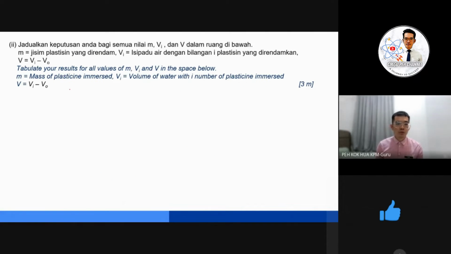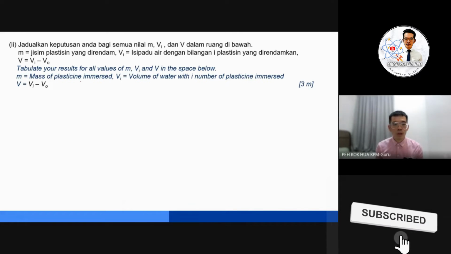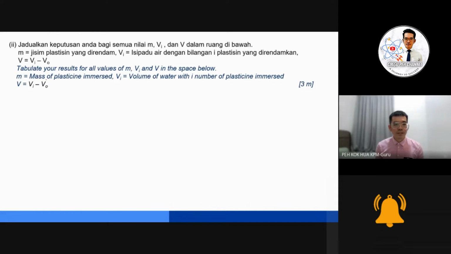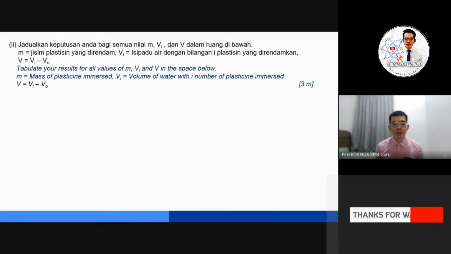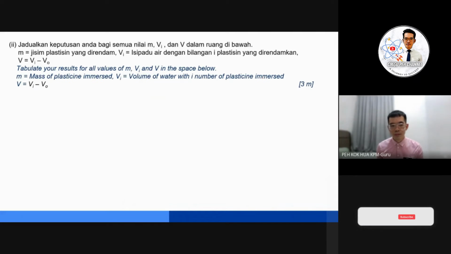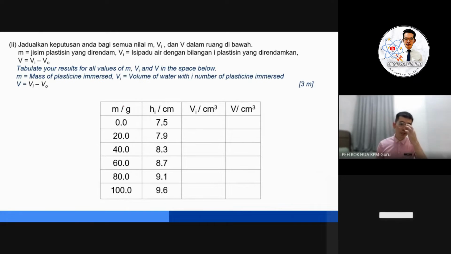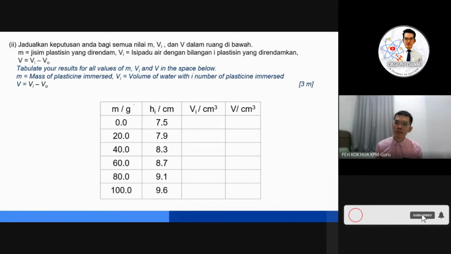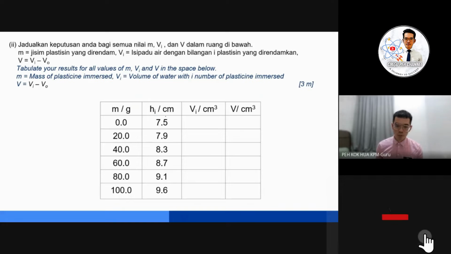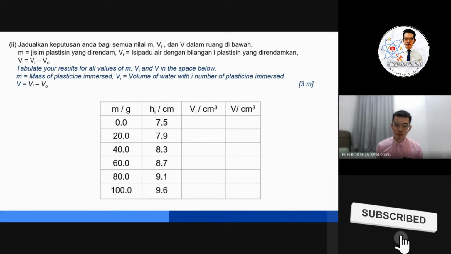So the second, calculate your result for all values of m, Vi, and V in the space below. The m represents the mass of the plasticine immersed, and the Vi will be the volume of water with i numbers of plasticine immersed, and V will be equal to Vi minus V0. So what is that? Here you can see the m will be the number of plasticine we immersed into the water here. So the first, 0 gram, means there is no plasticine put into the water, and we get the initial height of 7.5.